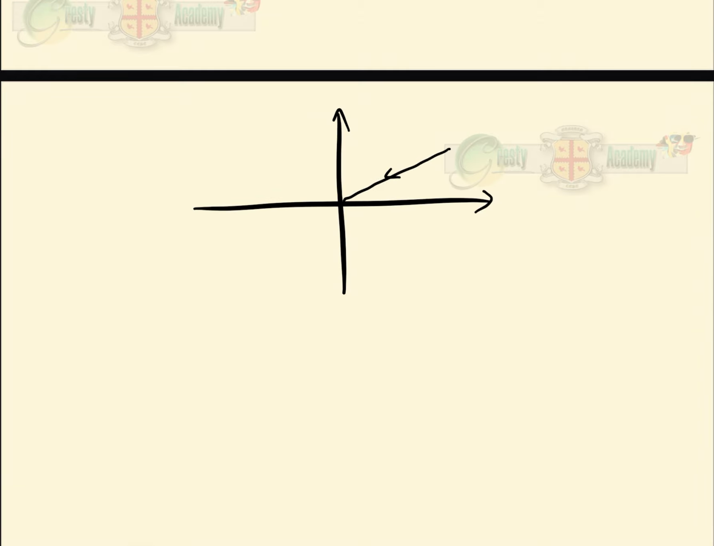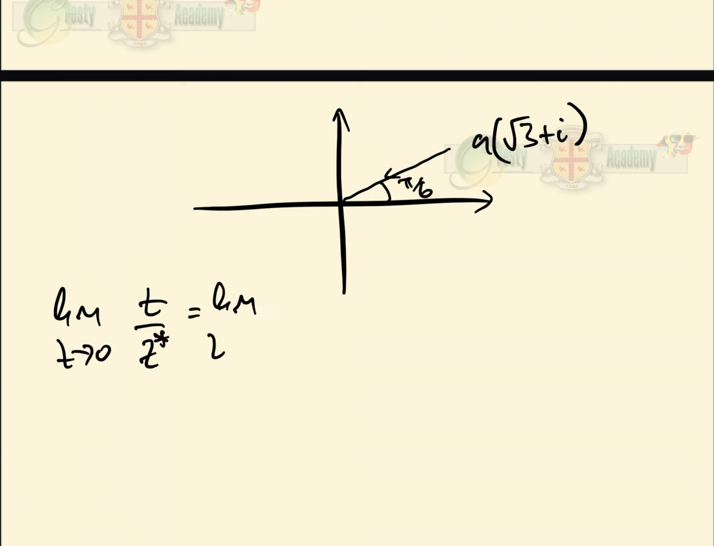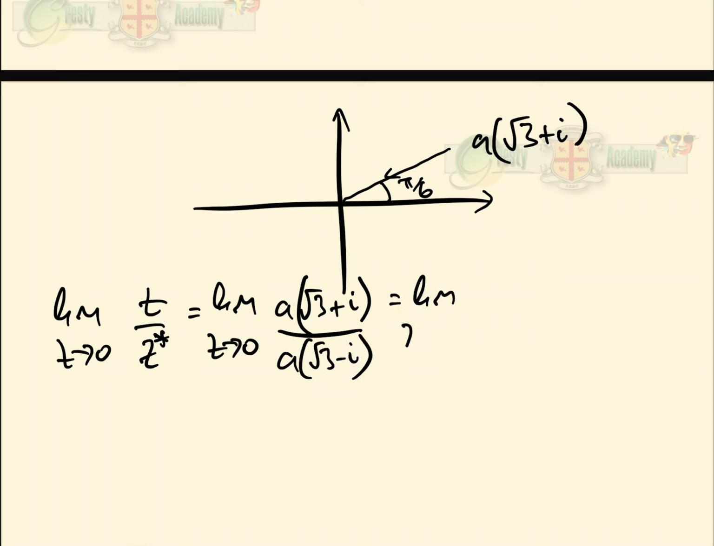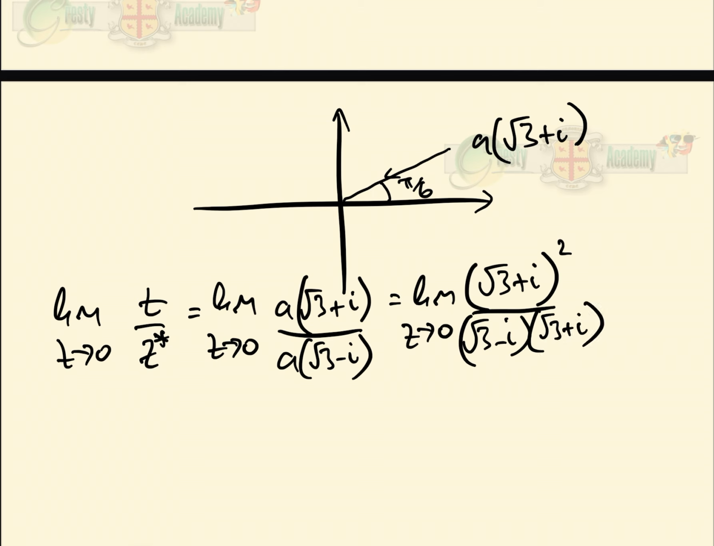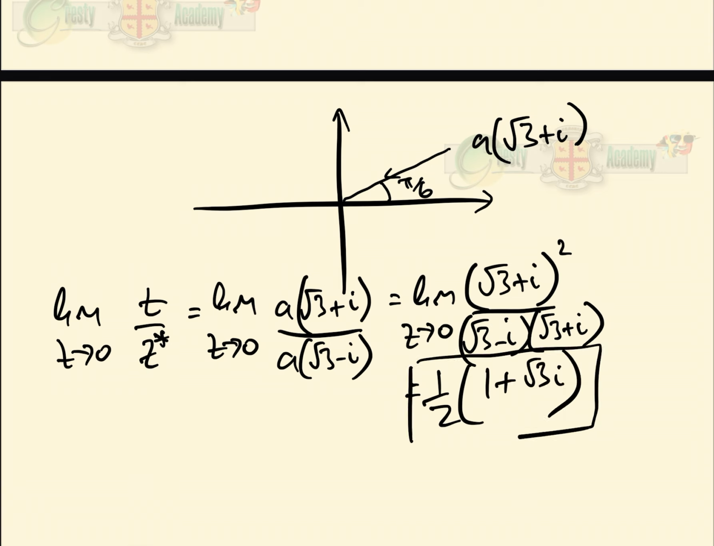We are going to approach from the angle pi over 6 here. So this would be root 3 plus i. Where does it go to if we approach from there? Okay, let's have a look. We have our limit as z approaches 0 of z over z conjugate. In this case, approaching from here gives us the limit as z approaches 0 of (root 3 + i) over its conjugate, (root 3 - i), which is the limit as z approaches 0 of (root 3 + i) squared over (root 3 - i)(root 3 + i), and that simplifies to a half of (1 + root 3 i). So we have yet another value to which it converges when we go down this path here.